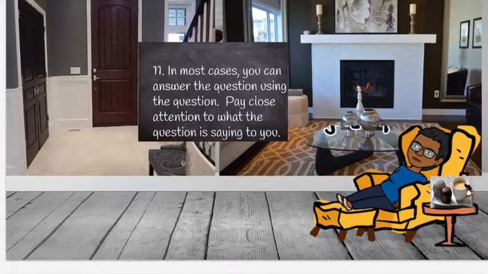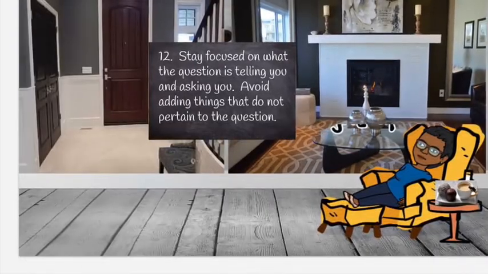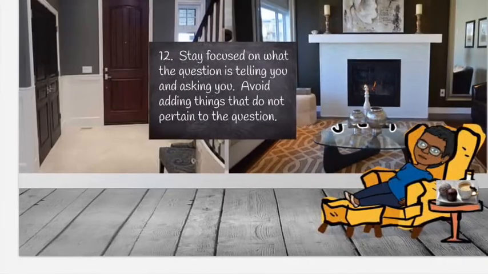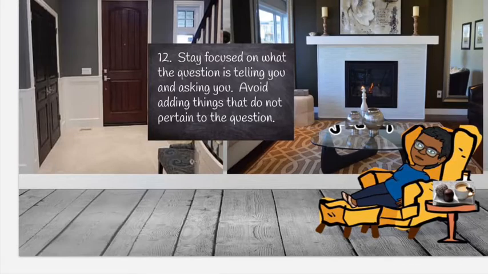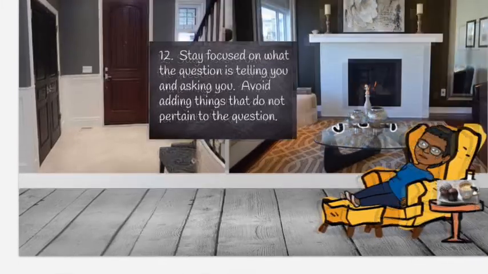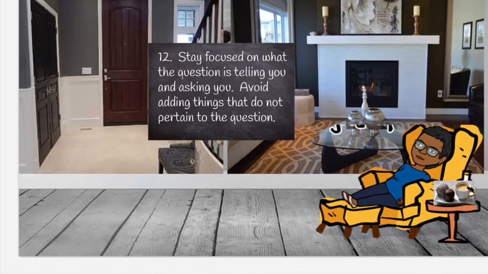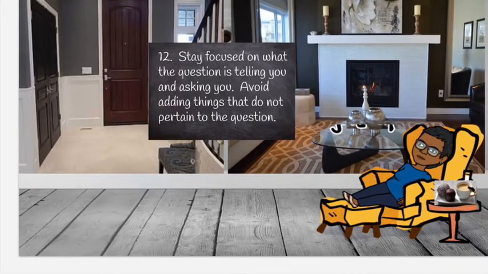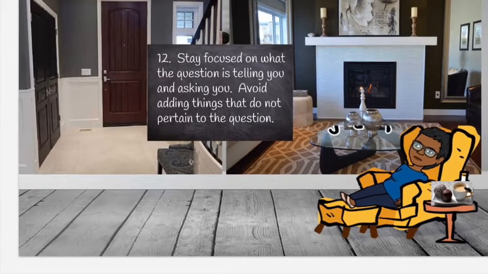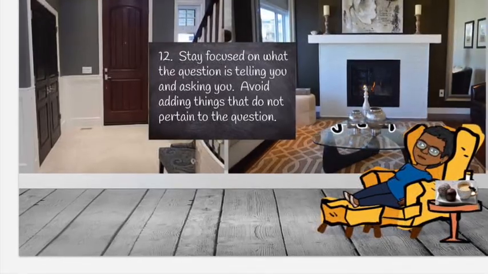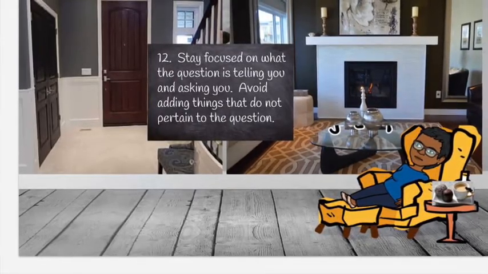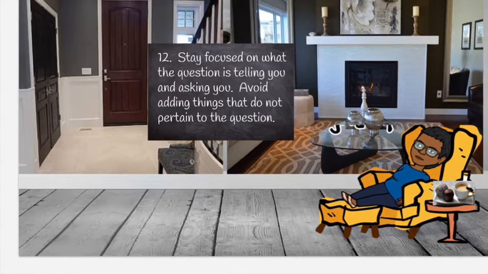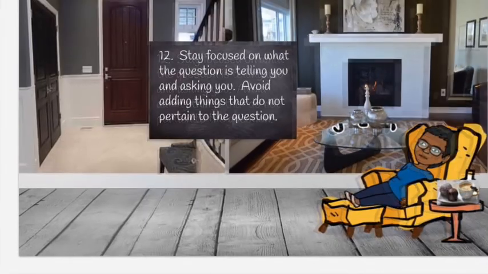The other thing to be mindful of is stay focused on the question and what the question is telling and asking you to do. Pay attention to the fact that the question may be asking you to predict, that the question may be asking you to explain. The question may be asking you to describe. The question may be asking you to identify. And whatever the question is asking and telling you to do, do that and stick with that. Avoid adding things that do not pertain to the question, which means that if the question is not asking you to do it, do not do it. Stick with what the question is asking you to do.